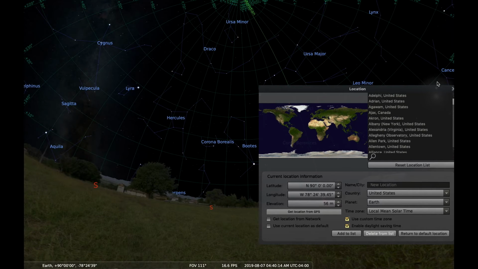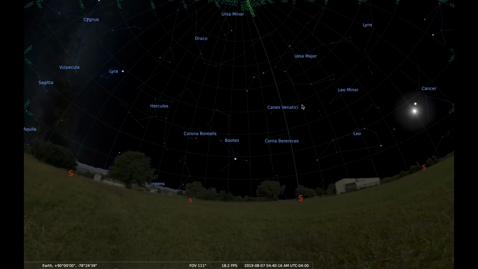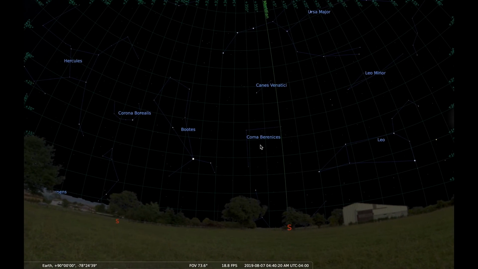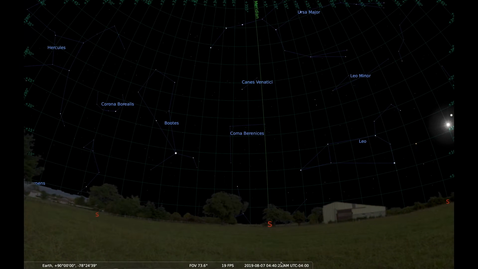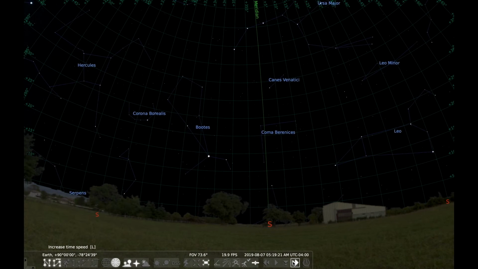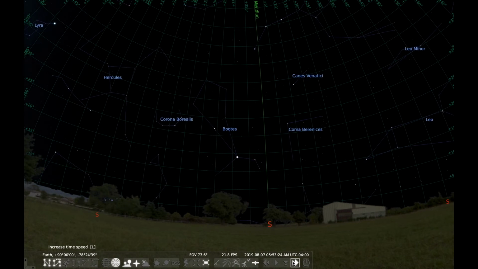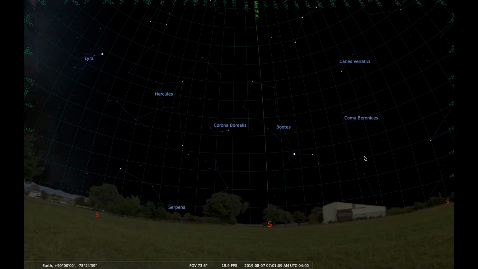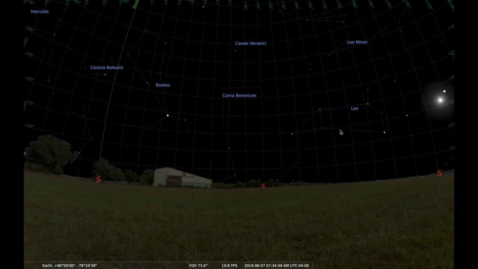So let's close this out for just a second. And I'm going to let time go a little faster, and we'll see what happens. So I'm looking at what looks to be south at the North Pole, but if I just let time go, notice what the stars are doing. They don't rise, they don't set. They actually stay at the same altitude. None of them are rising.